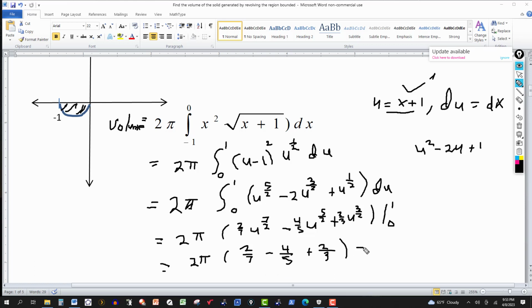And then you find your common denominator here, which is 105. Add up the fractions here, and you get 16 over 105. Common denominator is 105. Add those up, combine. Get 16 over 105, and then that times 2 pi. So that's 16 over 105 times 2 pi, which will give me 32 pi over 105.